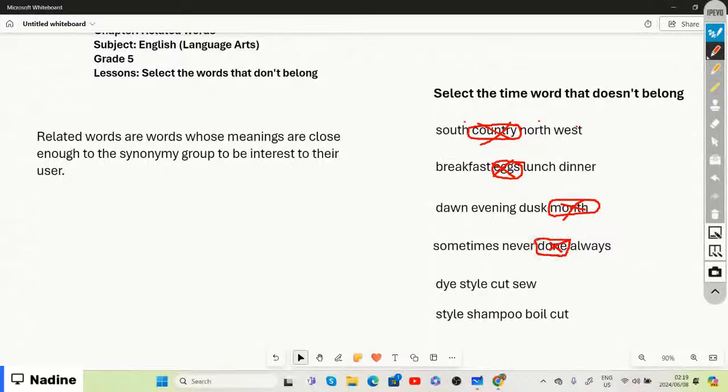All right, then if you go to the salon and now you are going to be doing your hair, this falls under that category. So now we can dye, style, cut, or sew. Which one does not belong within that group, or within that category?